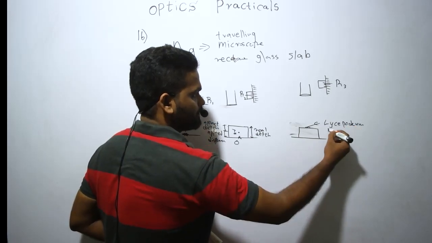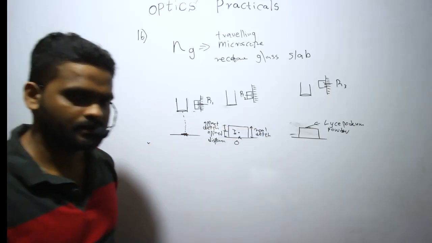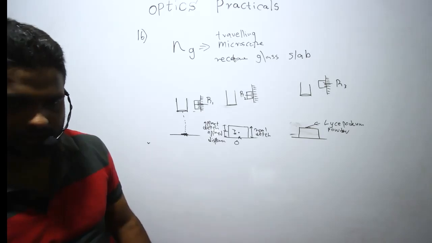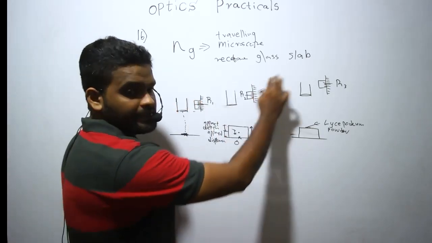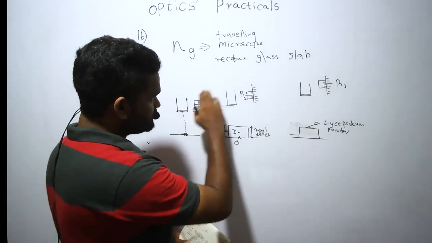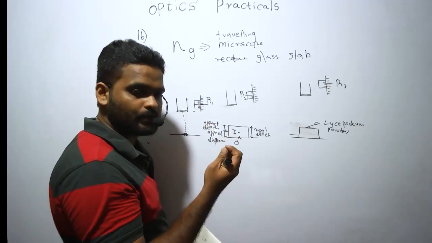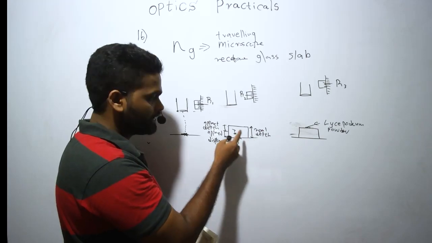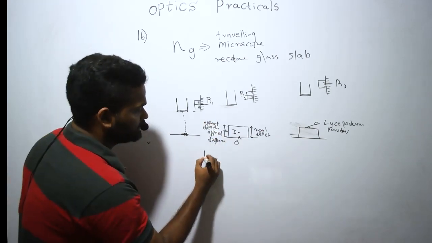Lycopodium powder. Take it down. Okay, now we have 3 readings. So from these readings you can find, so the goal here, in order to find the refractive index, you need to get real depth, which is the thickness of the glass slab, and apparent depth.